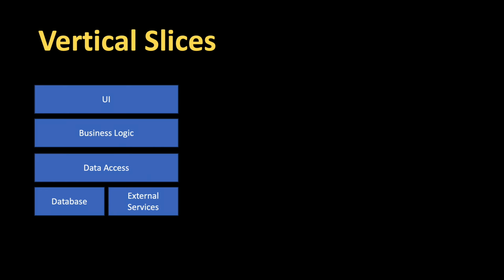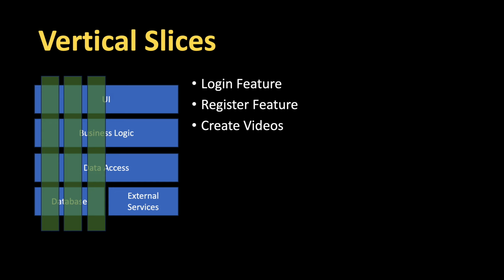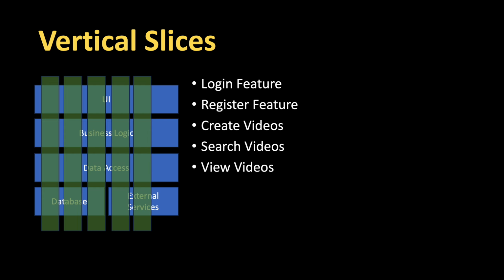So for example, first you would build a login feature. For the login feature, you'll build the UI, the business logic, data access, database, everything, one whole slice. Then maybe you build the register feature. So you do the same thing. And then you build create videos. Let's say you're building a video application. So you then build the create video feature across the whole layers, and so on and so forth, right?